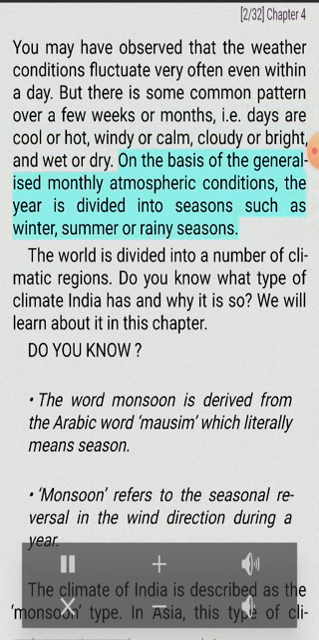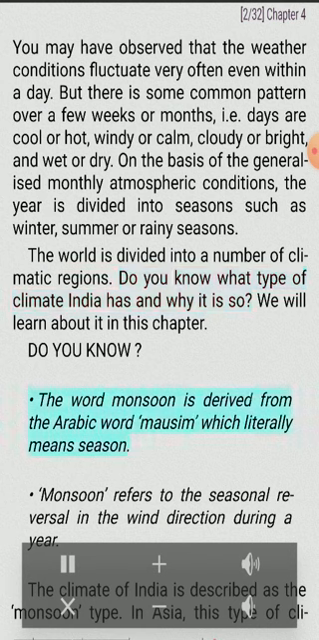On the basis of the generalized monthly atmospheric conditions, the year is divided into seasons such as winter, summer or rainy seasons. The world is divided into a number of climatic regions. Do you know what type of climate India has and why it is so? We will learn about it in this chapter.